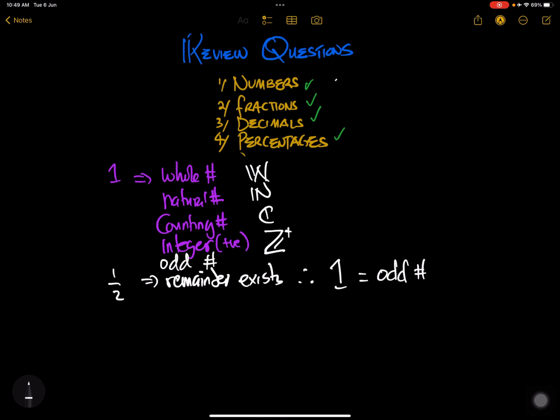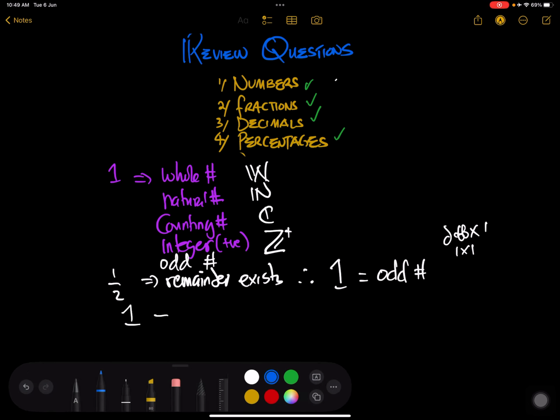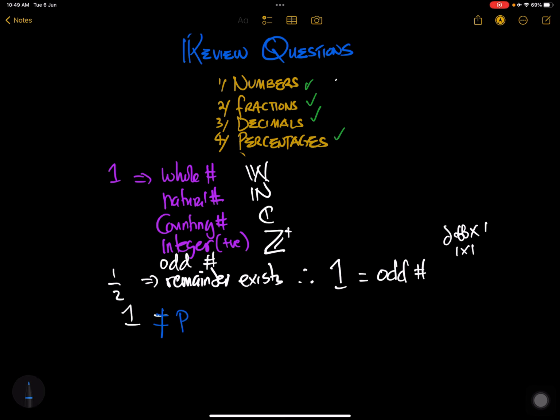But can it be a prime number? No, it can't be a prime number because we said that a prime number is a number that has two factors, that number itself and 1. We can't say that we have 1 times 1. It has to be a different number multiplying 1 to give you a prime number. So 1 is not a prime number. However, 1 is a whole number, a natural number, a counting number, a positive integer, and an odd number, but it cannot be a prime number.